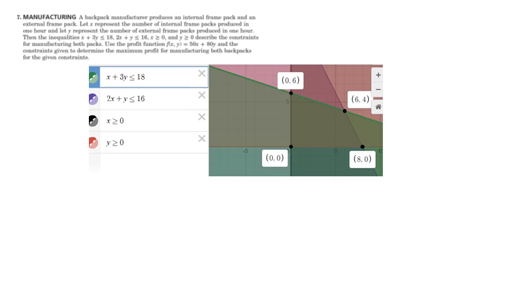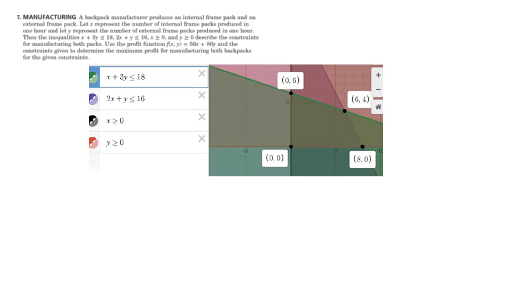A backpack manufacturer produces an internal frame pack and an external frame pack. Let X represent the number of internal frame packs produced in 1 hour, and let Y represent the number of external frame packs produced in 1 hour. The inequalities are X plus 3Y is less than or equal to 18, 2X plus Y is less than or equal to 16, and then X is greater than or equal to 0 and Y is greater than or equal to 0. Describe the constraints for manufacturing both backpacks.